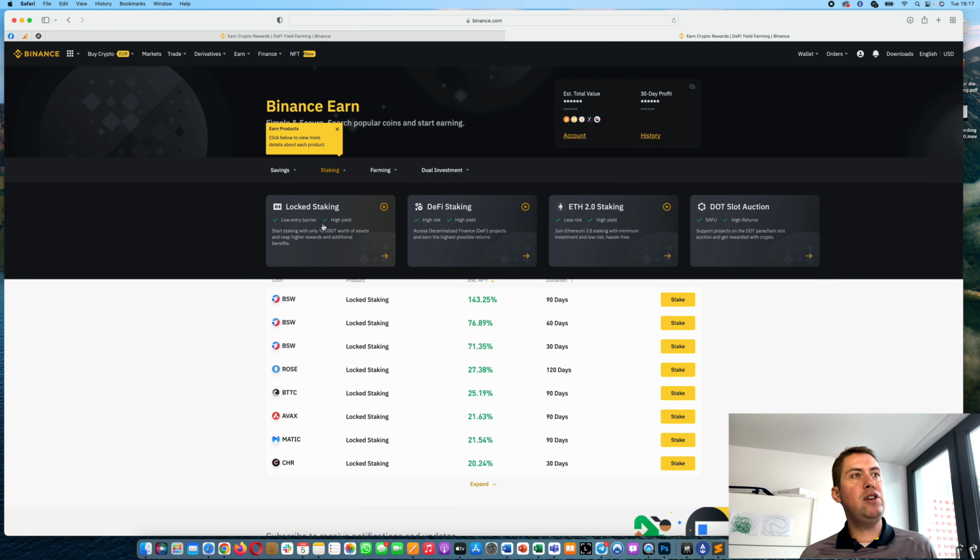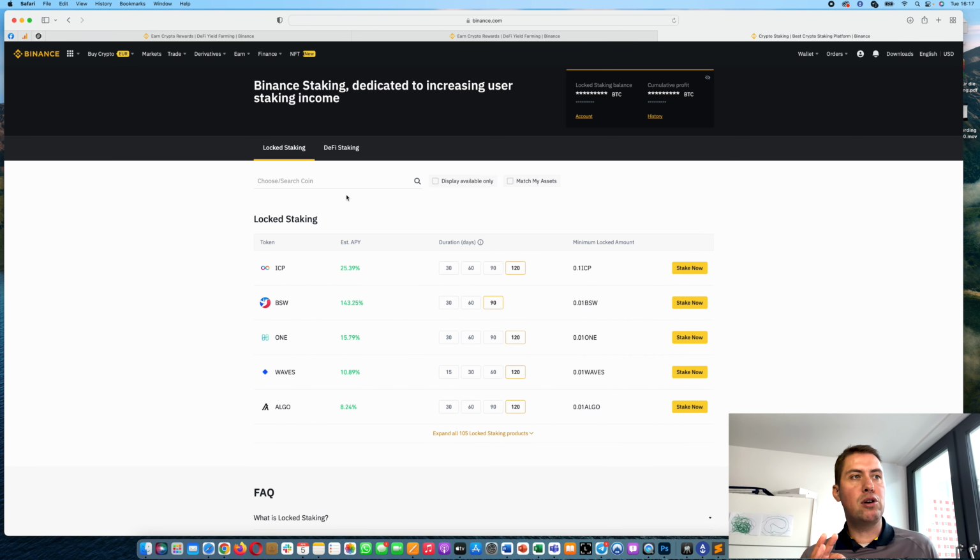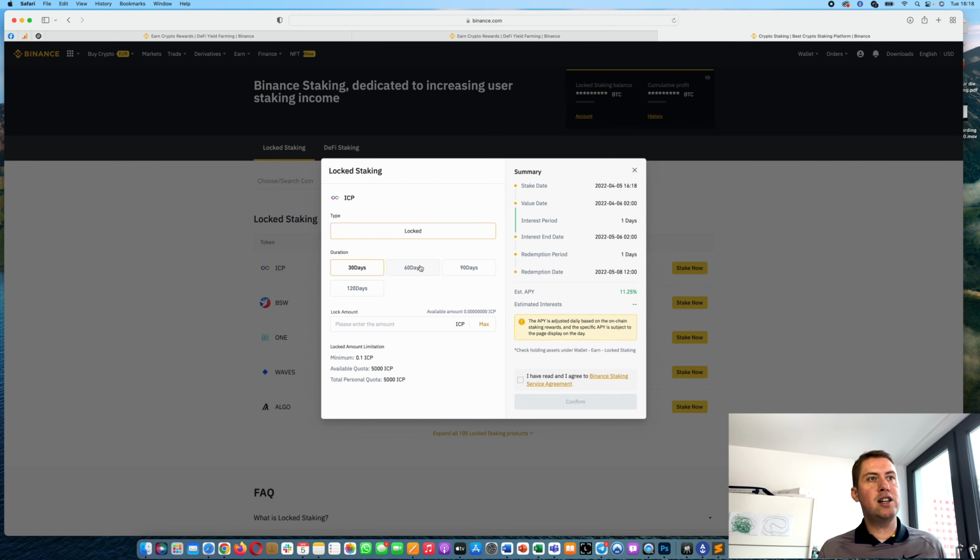And what they basically do here under locked staking is they stake the cryptocurrencies for you, and they do that quite effectively. So usually you get more interest if Binance is staking the cryptocurrency than you would get if you would stake on your own. It's always for a fixed period of time. So as you can see, if you choose a longer duration, you get a higher interest rate compared to 30 days, for example. And it's pretty easy.